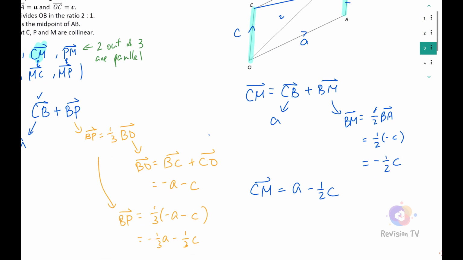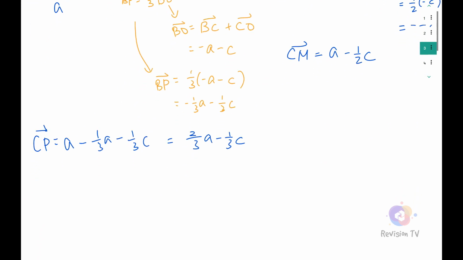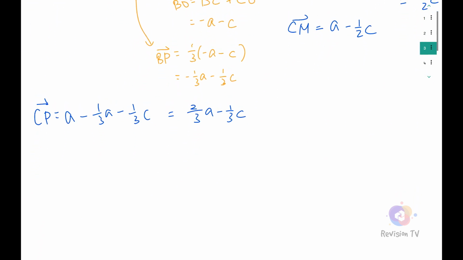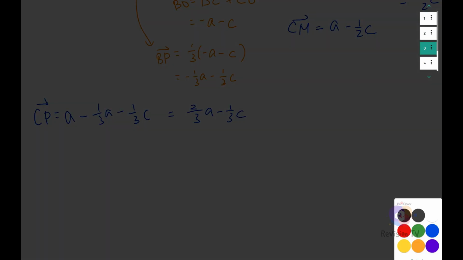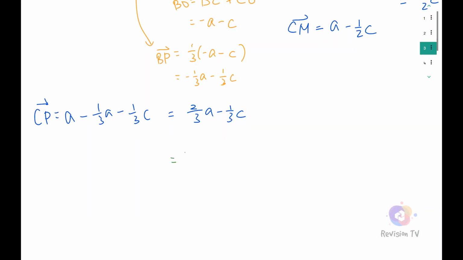We need to show they are parallel. So now we've got our two vectors in here, CP and CM. First of all, to show they're parallel, we need the coefficient inside the bracket the same. But what's different here is 2/3 of A and 1A. So for CP, we can do a bit of plastic surgery. We can take out the 2/3. 2/3 times something is 2/3 A, so it's just 1A. 2/3 times something is a third, sorry, it's a half. So half C.